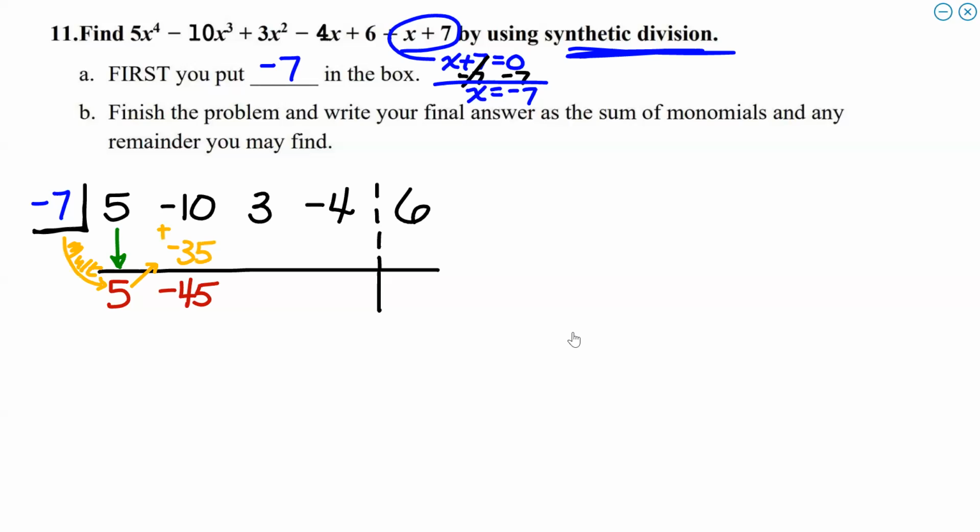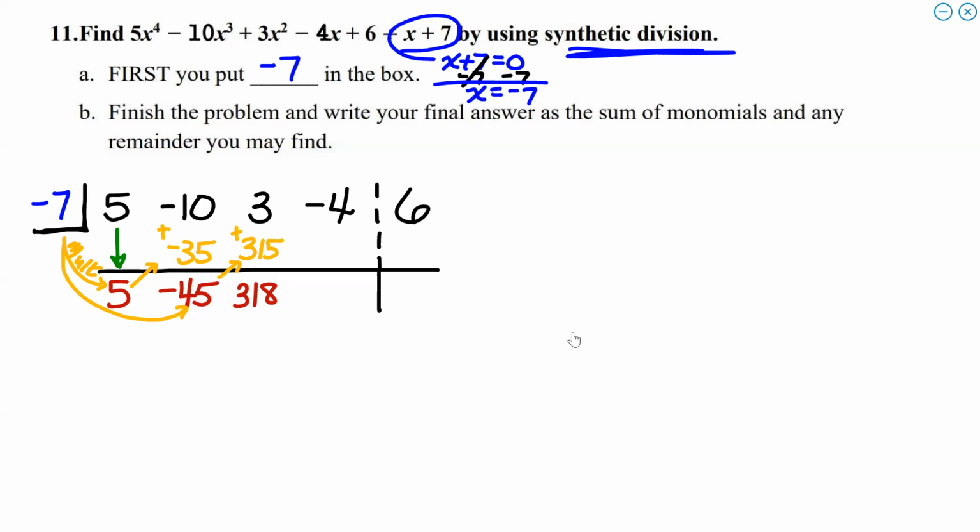Then what do I do? Multiply again. I need calculator help for this one. I can't do that one in my head. Negative 7 times negative 45. 315. That's big. I'm going to add it to the number up above. And get what? 318.